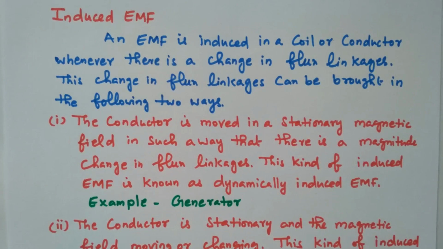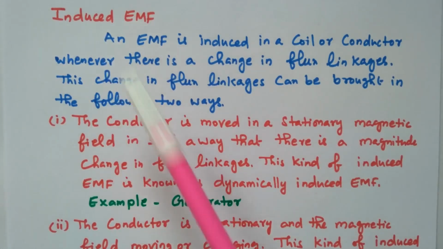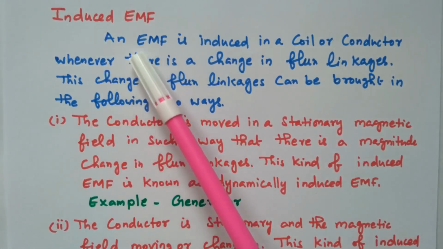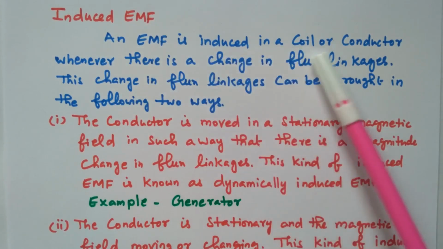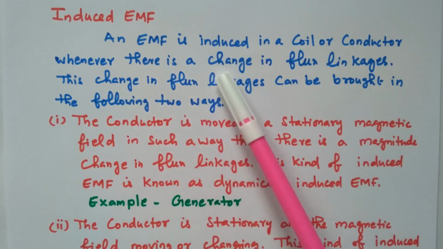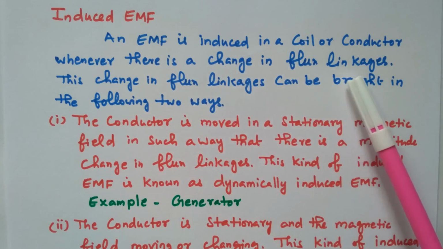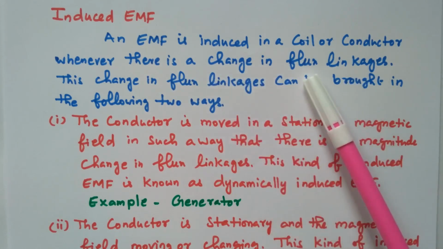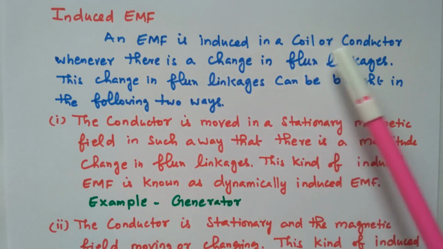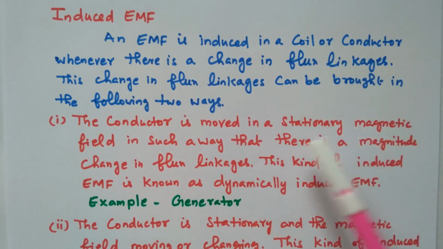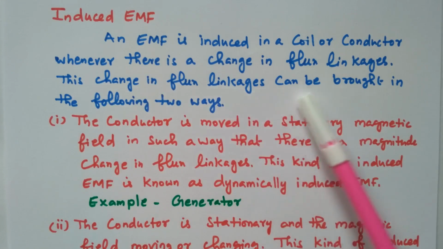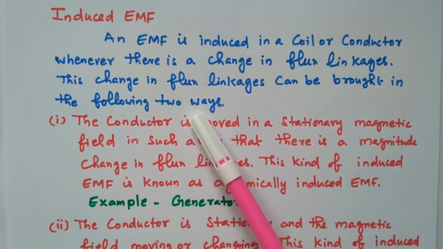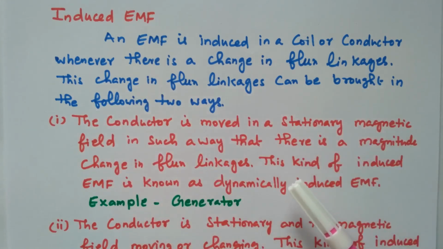Welcome viewers. In this video, we will see the induced EMF. An EMF is induced in a coil or conductor whenever there is a change in flux linkage. That is based on the Faraday's law. Whenever there is a change in flux linkage, EMF is induced in the coil or conductor. So this change in flux can be brought about in the following 2 different ways.